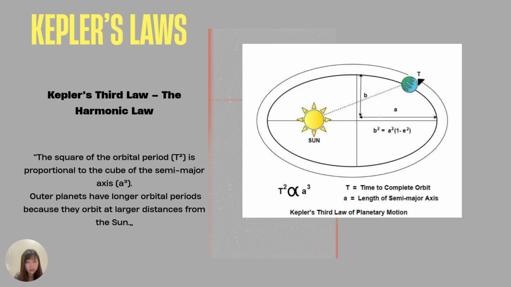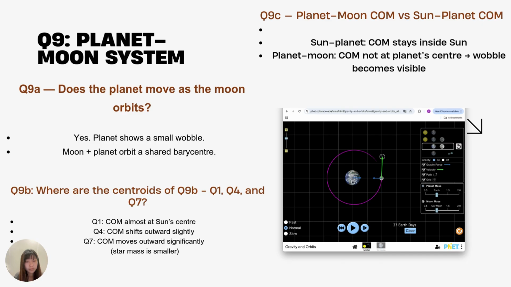And the third law is the most important for this experiment. It tells us the square of the orbital period is proportional to the cube of the orbital radius. In other words, distant planets take much longer to orbit the Sun.